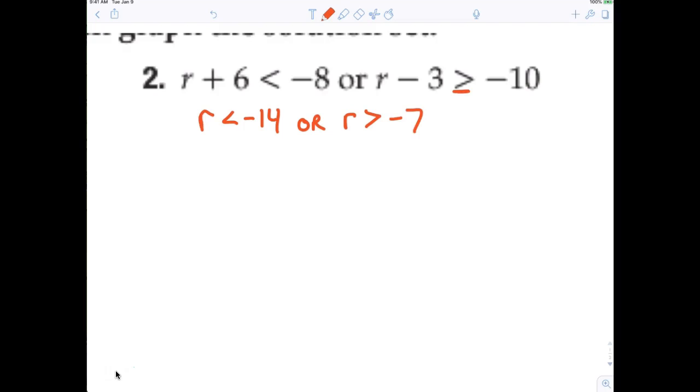All right. Now, some people that's hard to see. So what I recommend is that you just draw quickly a number line and put negative 14 and negative 7. If I'm less than negative 14, it's an open circle, and I'm going to the left. If I'm greater than negative 7, open circle going to the what? Going to the right. You with me? So from there, I'm doing what? Interval notation. Jack, what am I doing for interval notation? Reading left to right.